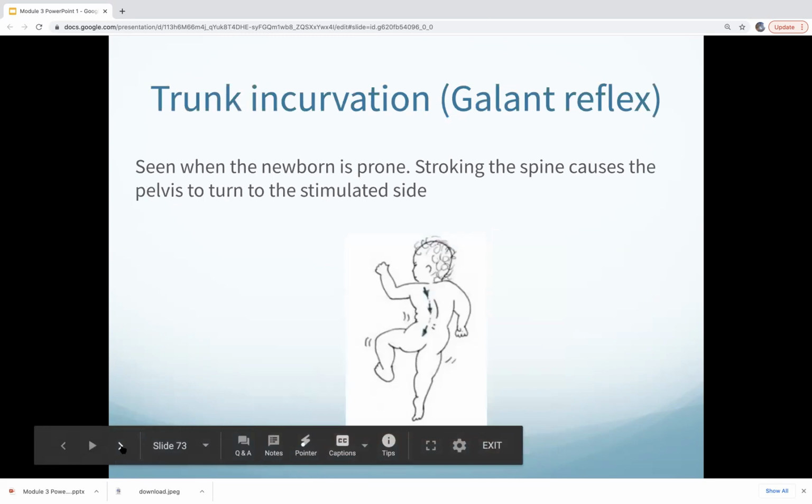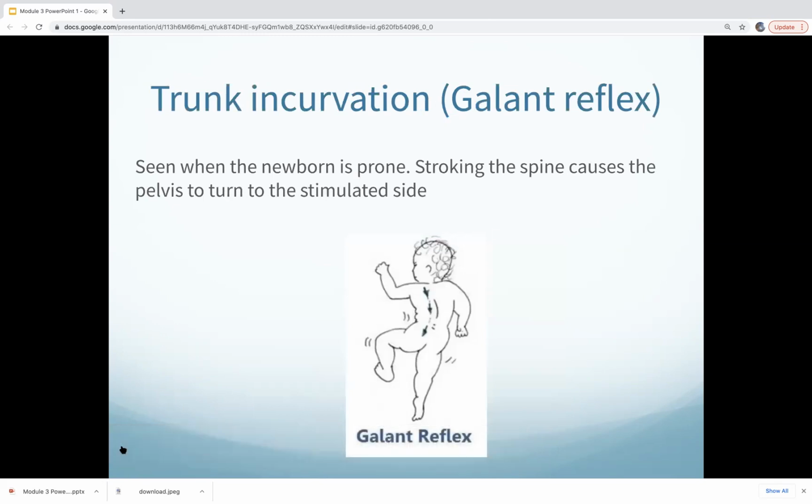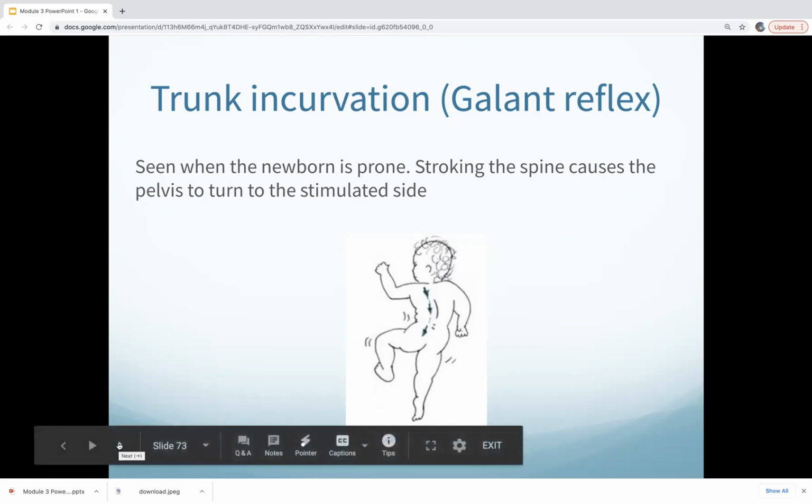Trunk incurvation, also known as the Gallant reflex. Here the baby is in the prone position, and then you strike the spine with your finger, and it causes the pelvis to turn to that stimulated side. So in this, they're striking the spine to the left, and you see that they curve over to the left side because that's the side being stroked. And if they did that to the right, then you would see the right leg and arm go up in response.